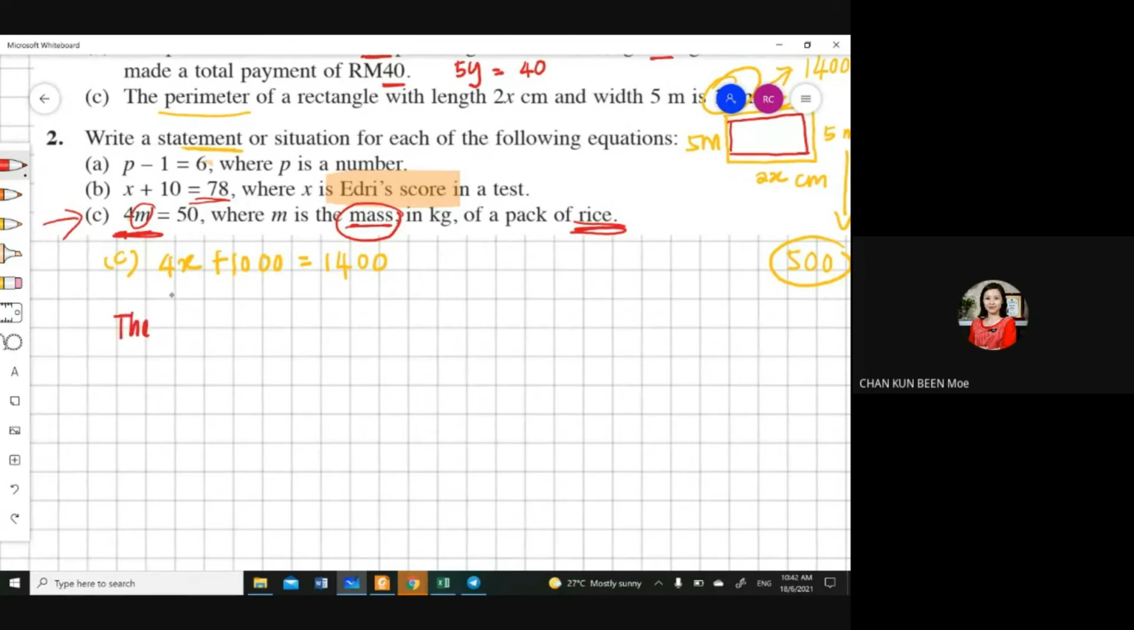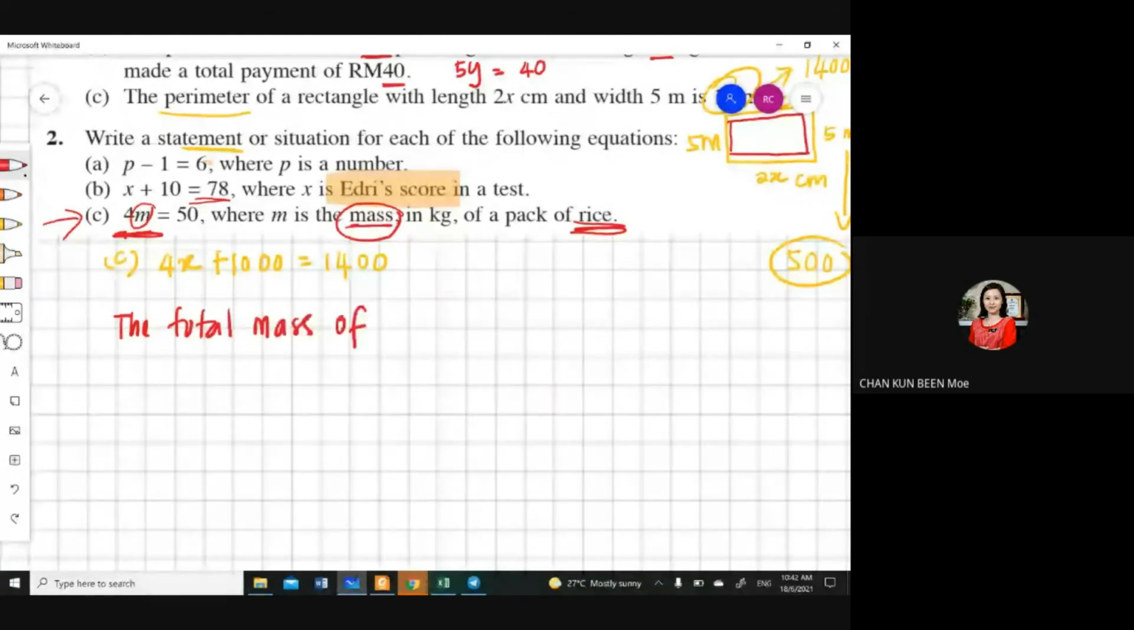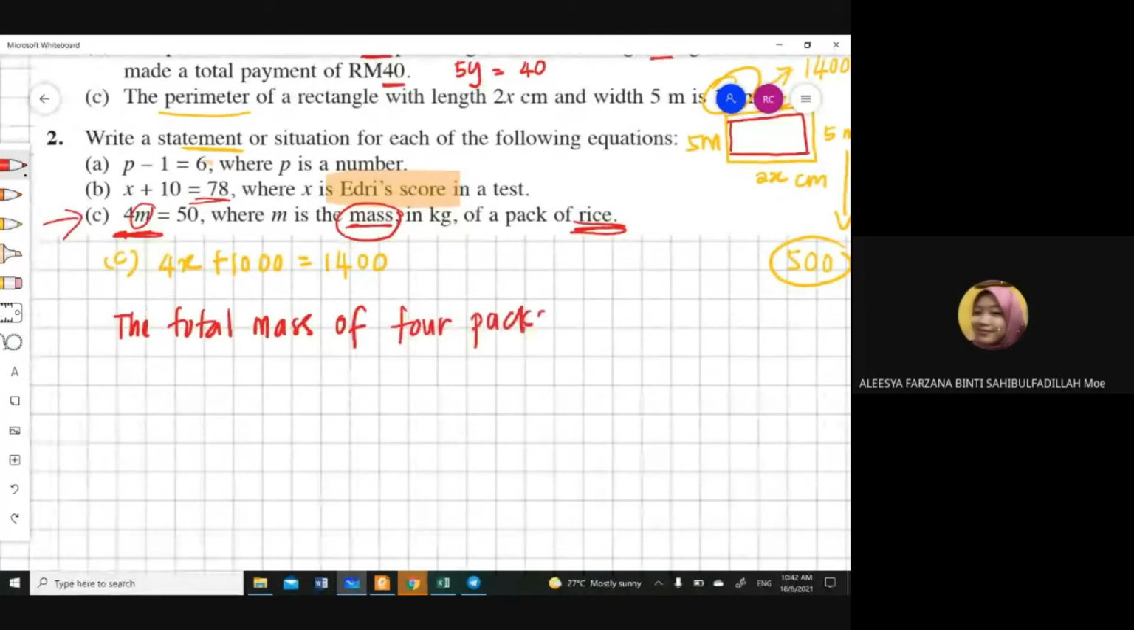The total mass of what? Total mass of what? Pack of rice. You have to use 4 because there are 4. Four packs of rice. Very good. Is how much? 50. Yes, it's 50 kg.